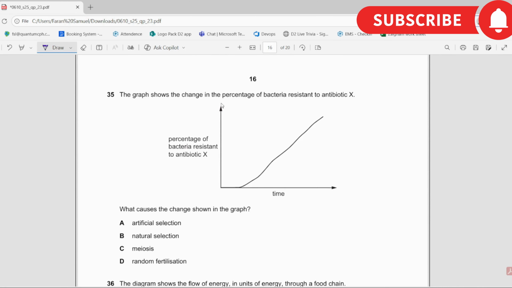Okay, there is a change in the percentage of bacteria resistant to antibiotic. What causes the change shown in the graph? What can cause this resistance to antibiotic X? That is natural selection.